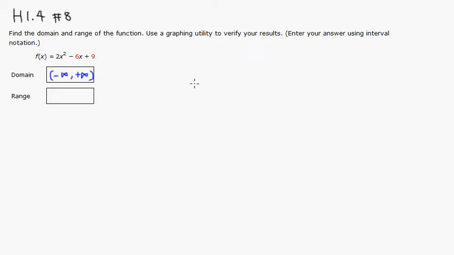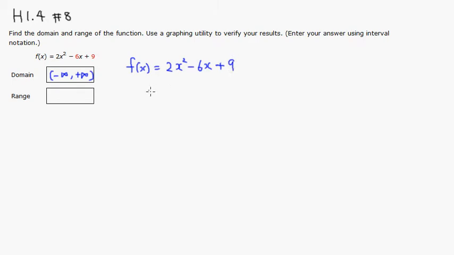Right. In order to find the range, we need to find the vertex. So we need to complete the square to find the vertex. Right. So let's complete the square. So we have f of x right here. So I'm going to write f of x is 2x squared minus 6x plus 9.